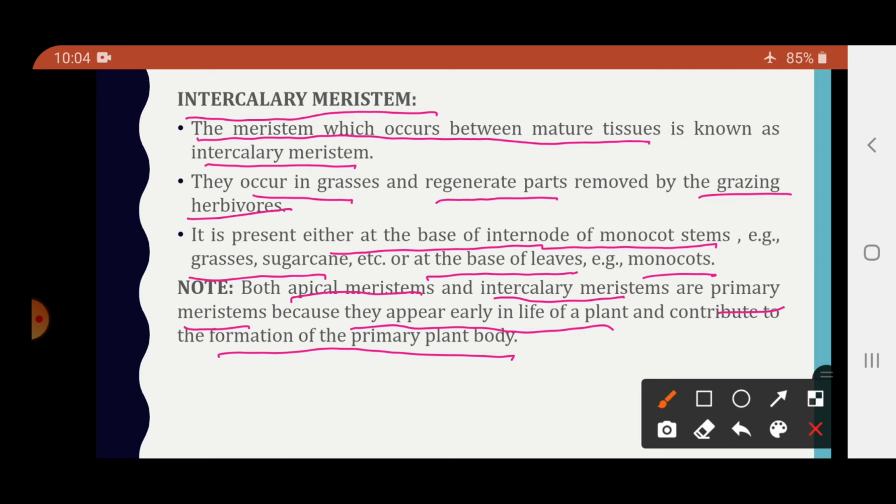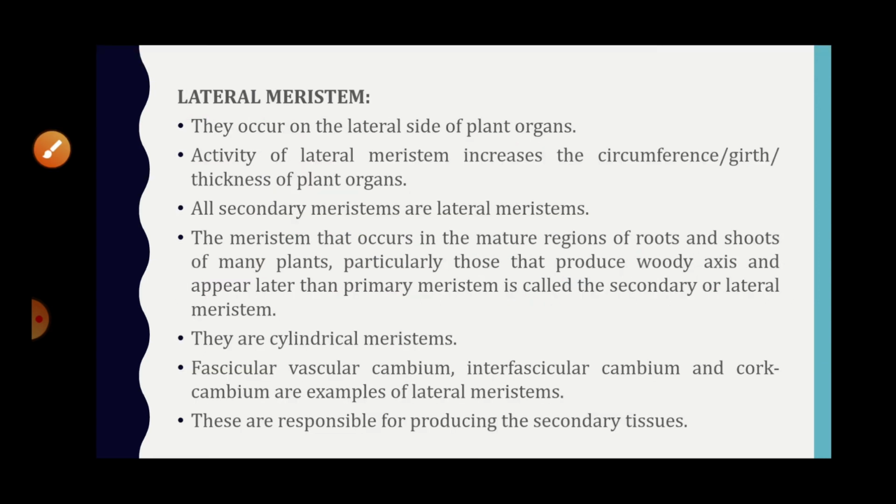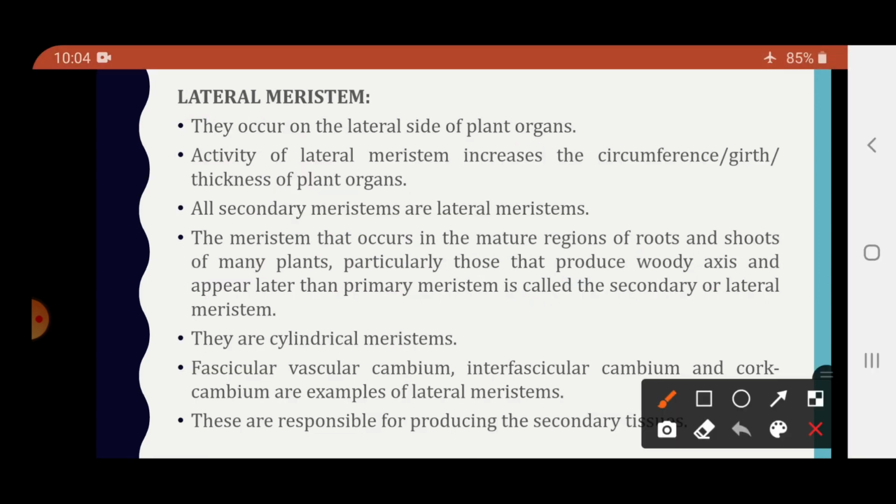They will form the primary plant body. Now next one is the lateral meristem. Lateral यानी side पे, lateral यानी side. So जो meristem plants के side पे होता है, what is that called as lateral meristem. Side पे है, यानी वो क्या increase करेगा, plant की girth, उसकी diameter, उसकी thickness को increase करेगा, जबकि apical और intercalary meristem क्या करेगा, length को increase करेगा.